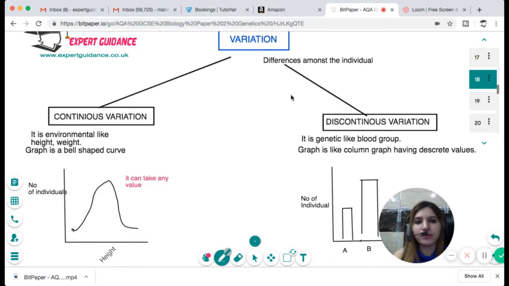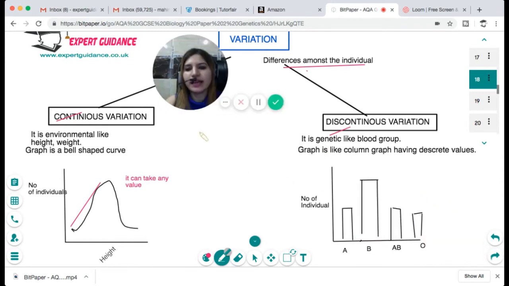Now, a very important concept: variation. Variation is the difference amongst individuals. You can see in your class there are some students who are tall, some students who are short, some who are fat, some who are thin, some who are skinny. So variation can be of two types, continuous and discontinuous. Continuous is mostly environmentally triggered, like height and weight. If I try to measure the height of the individuals in your class, I can get any value. I'm not certain what the height would be for all the individuals, because height is an environmental factor plus genetic, but since environmental influences are involved, it takes any value.